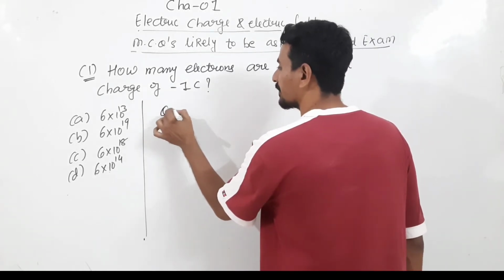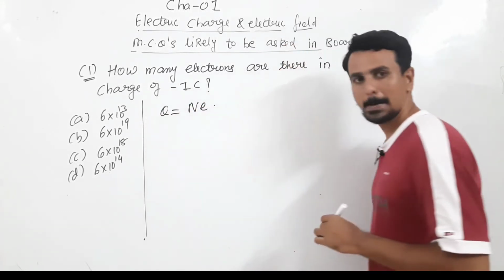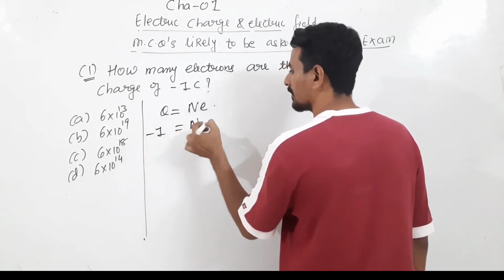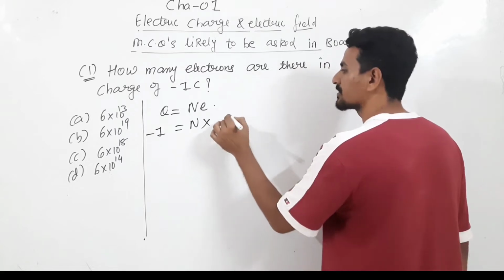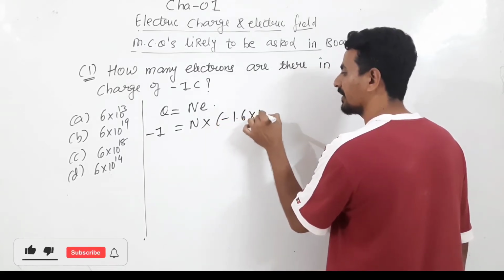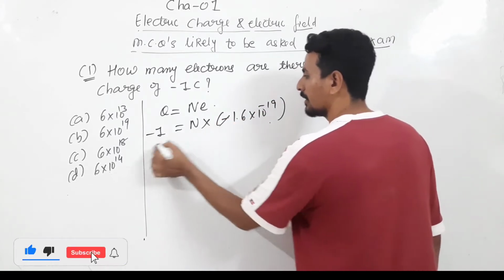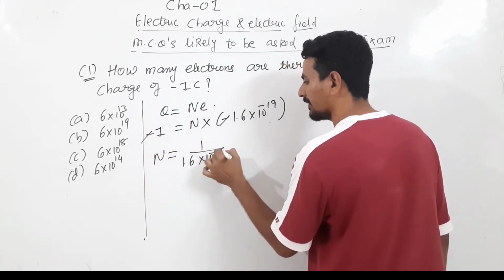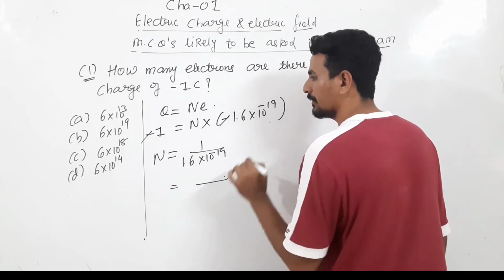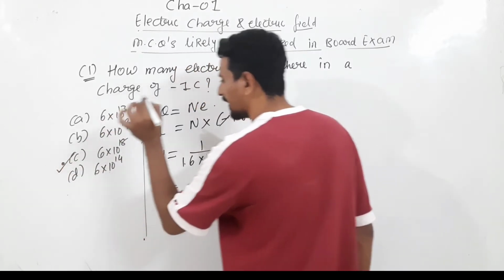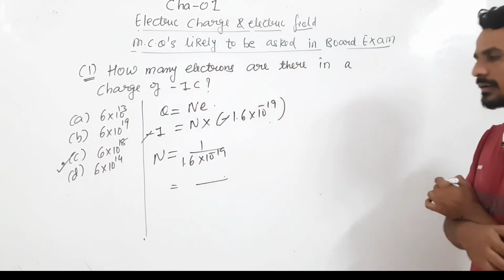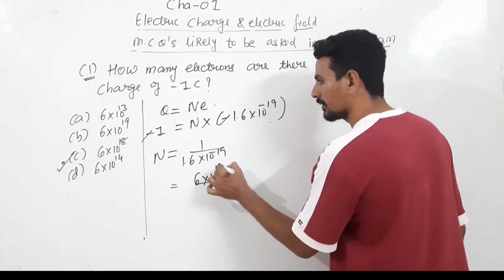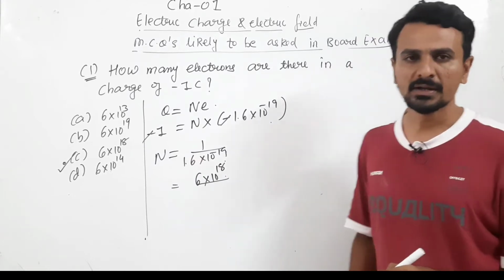We'll use quantization of charge, which is Q = NE. Q is -1 and N is what we have to find out. Charge of electron is -1.6 × 10^-19. So N will be equal to 1 upon 1.6 × 10^-19. This will be 6 × 10^18, nearly 0.6 × 10^19 or 6 × 10^18. So your answer is option number C.